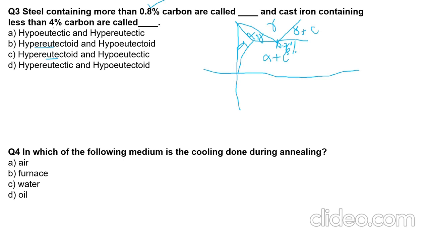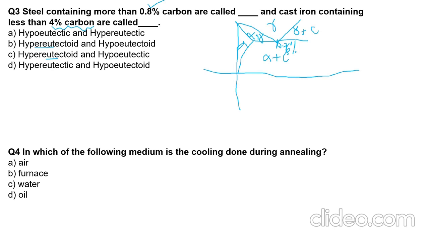This is usually seen for your cast iron. If you have a greater than this percentage carbon, you have a point which is called the eutectic point. So you know where in your iron carbon diagram the eutectic point lies. You should know where your eutectic and eutectoid points lie, then only you can understand these diagrams.